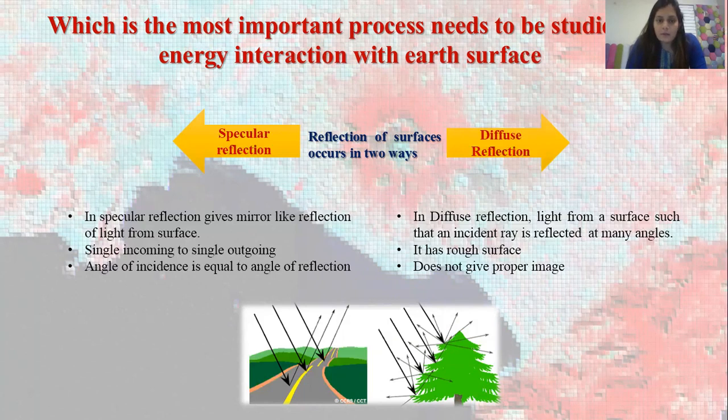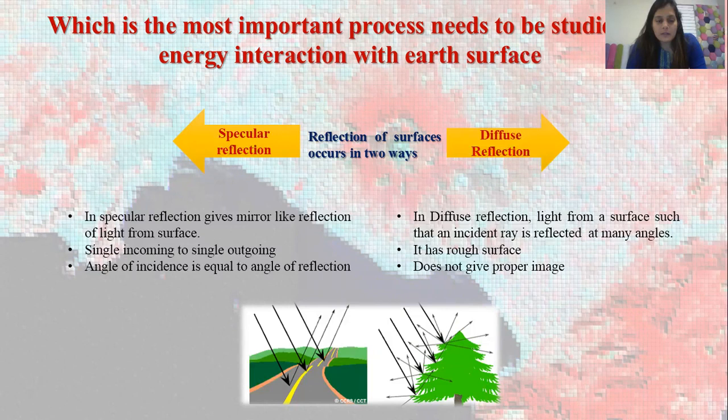Now, the very important process we are going to discuss is reflection. Why? Because of the angle of incidence: the incident ray going onto the target surface is reflecting the energy to the sensor. That is very important. That is why there are two types of reflection of the incident ray, specular reflection and diffuse reflection.